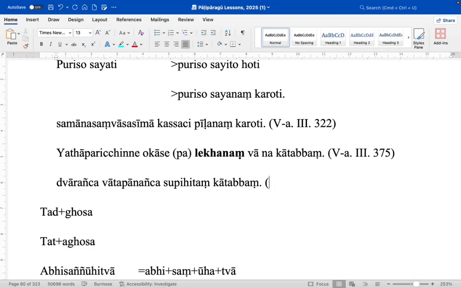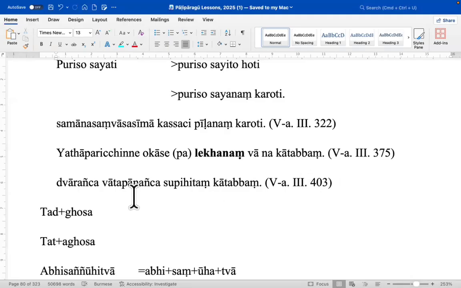Supihita, Katapa. This is from 3403. So, there is no example with the karanang. So here Kadaban, Supihita, Kadaban, Hoti. Because these are Kitaba. After Kitaba, we can add Kadaban, Hoti.